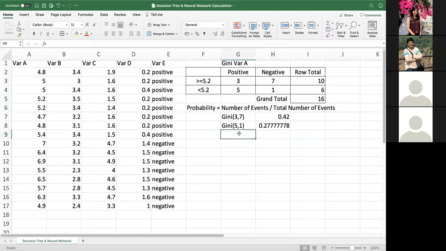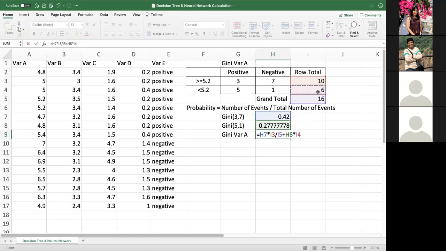Now the Gini of variable A will be calculated easily using the weighted average method. Weighted average method means 0.42 into 10 divided by 16 plus 0.2778 into 6 divided by 16. So Gini of variable A is 0.3667.